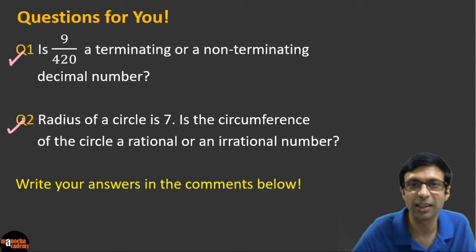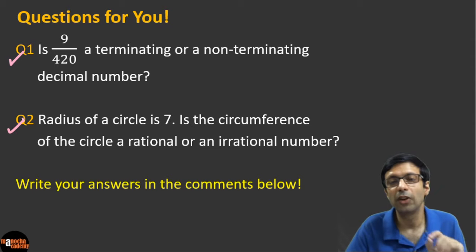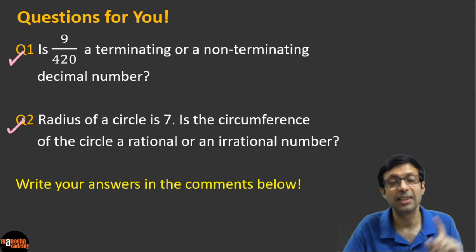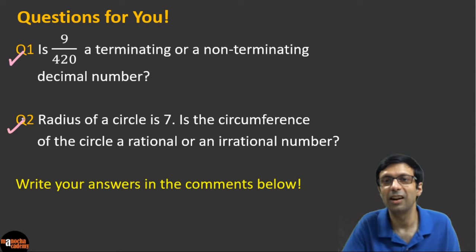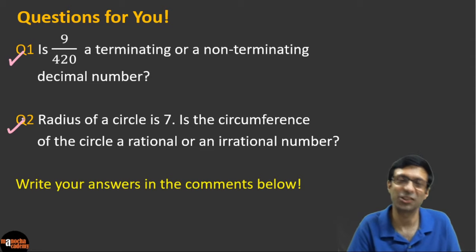That's my hint, but go ahead and take a look at the fraction carefully and solve this question. And there's another interesting, the second question for you: if the radius of a circle is 7, is the circumference of the circle a rational or an irrational number?